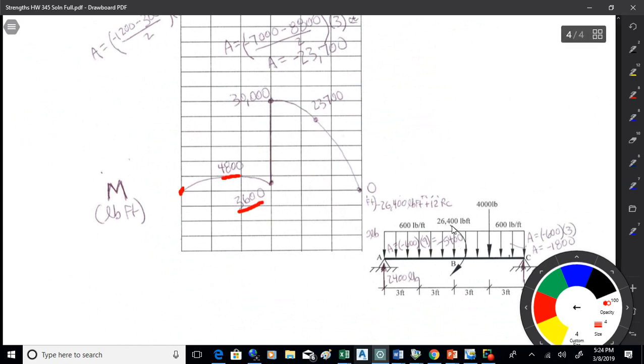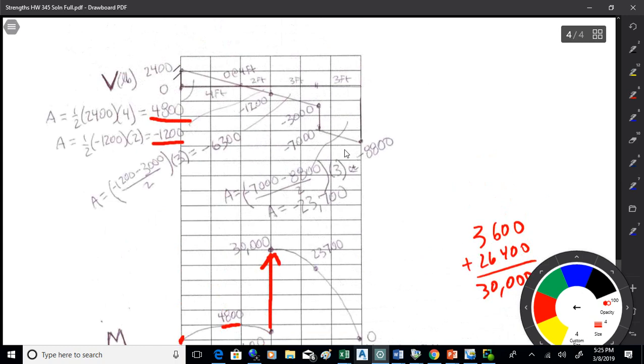Then I hit this couple at 26,400. That's clockwise, so it's negative, so it causes the moment diagram, which reacts to that, to be positive. So I got 3,600, and then I add that 26,400 to it, and I end up at 30,000. So that's the height up there.